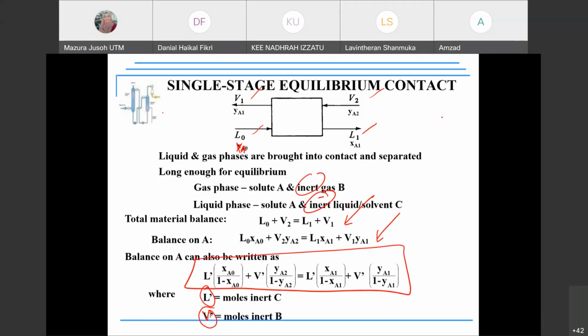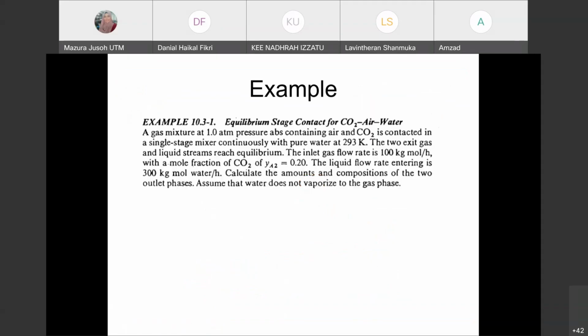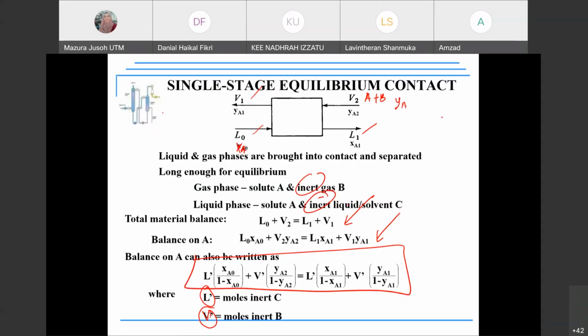Let's say for this stream, there are A plus B in that stream. So how do we get the L prime? We will use the equation of mole fraction. So mole fraction of A, YA2, is equal to what?